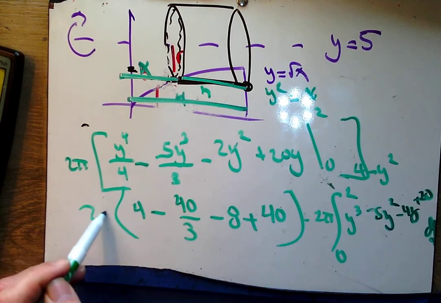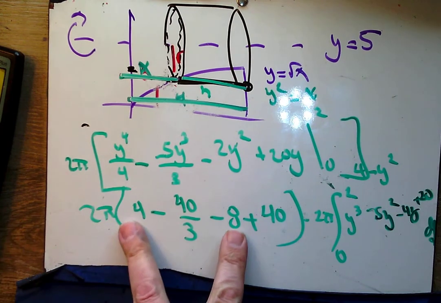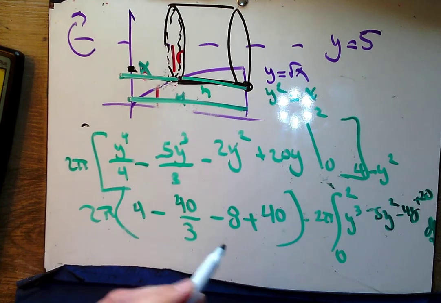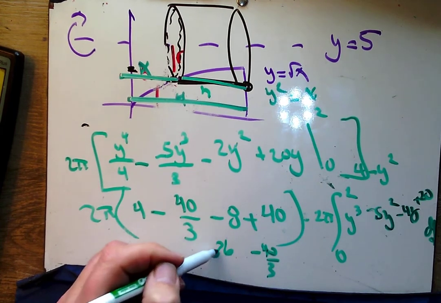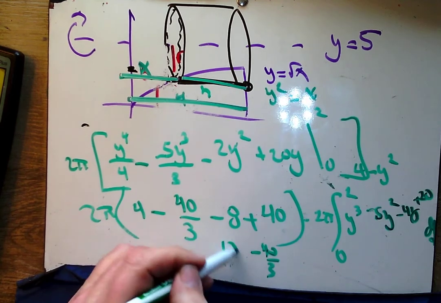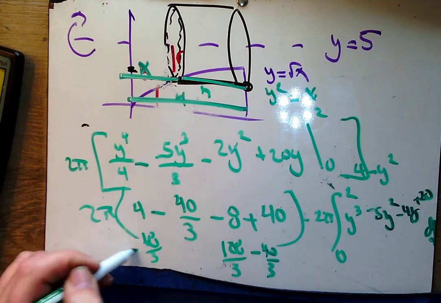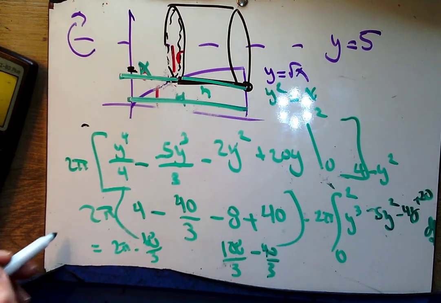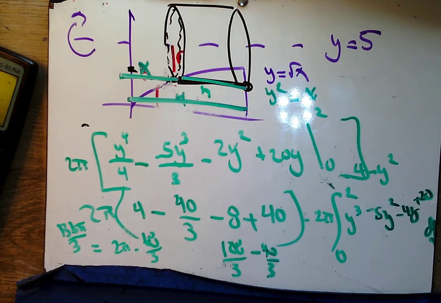And don't forget all of that times 2 pi. Okay, that's minus 4. That's plus 36. Minus 40 over 3. 108. 68 over 3 times 2 pi is 136 pi over 3. I think I might want to check that one again.